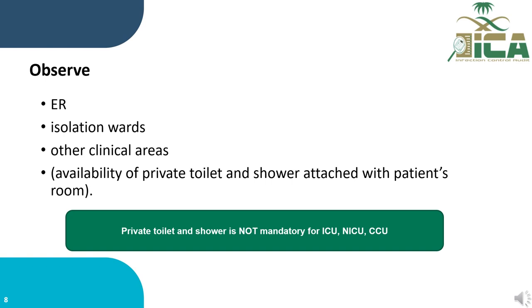But for critical areas like ICU and CCU, it is not mandatory, it is just optional, that the patient room inside that critical area be with or without toilet and shower. But in other departments, as we mentioned, it is mandatory to have a private toilet and shower for each patient room.